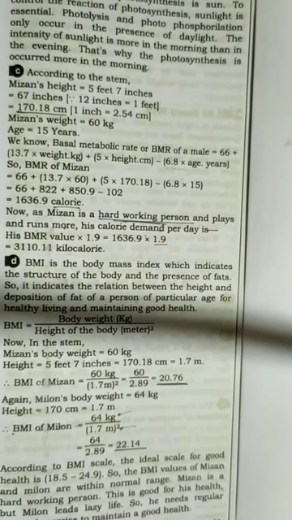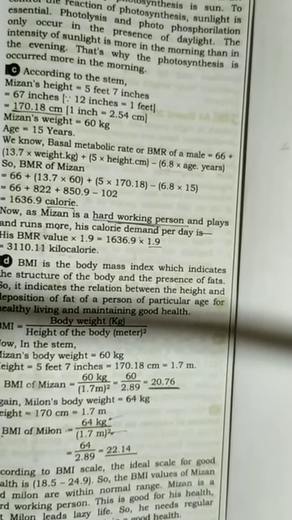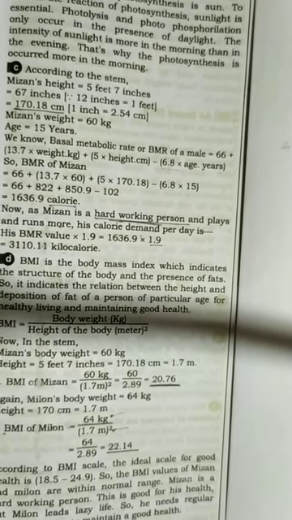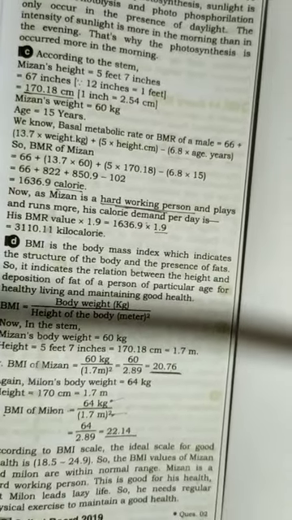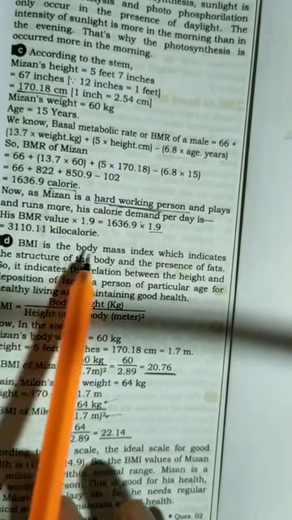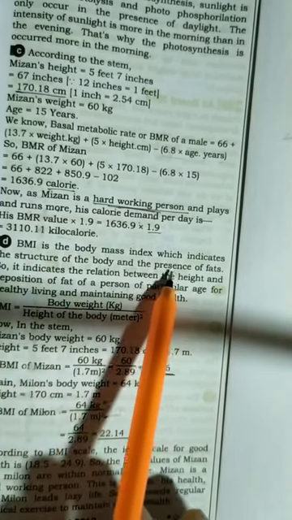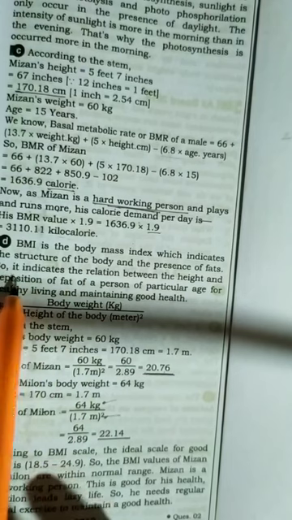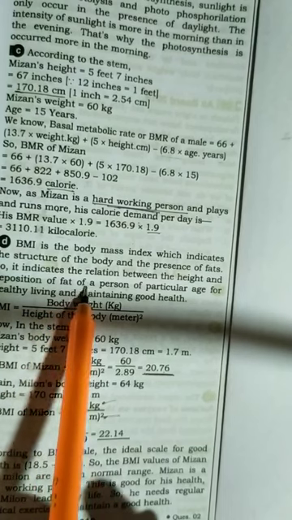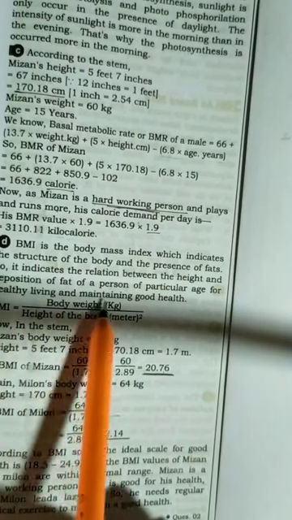Next question: what type of effect may arise in maintaining the life of Mizan and Milon according to the BMI scale? Give your opinion. To solve this, we use a model answer. BMI is the body mass index, which indicates the structure of the body and the presence of fat. So it indicates the relation between the height and fat of a person of a particular age for healthy living and maintaining good health.